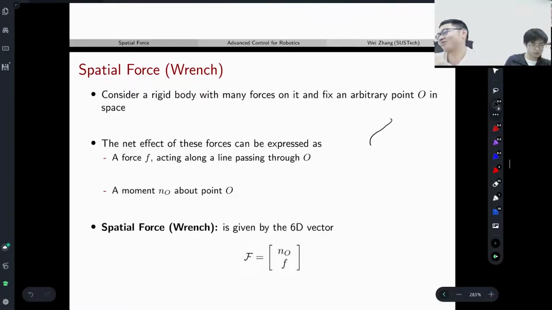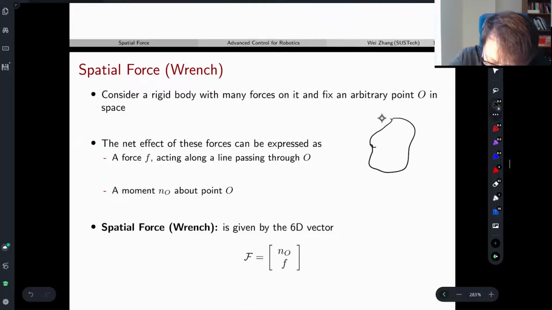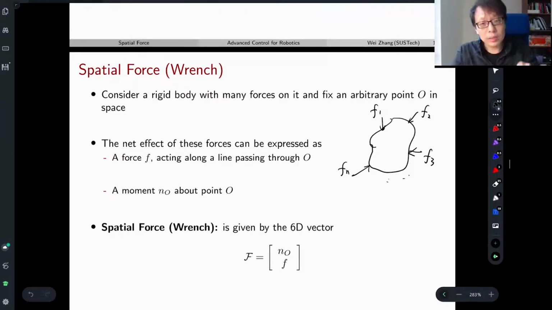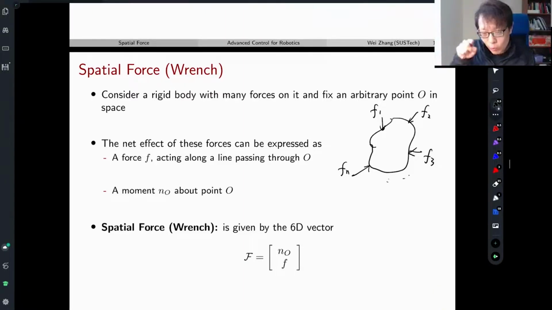Let's say we have a rigid body. Okay, I have a rigid body. I have many forces applied to it, F1, F2, F3, maybe Fn. Each of them is applied to the body. There's a point of application. The force applied to some point will contribute to the rotation or to the moment.